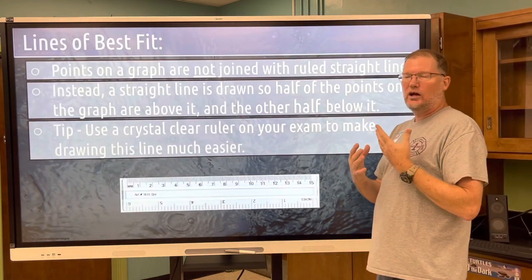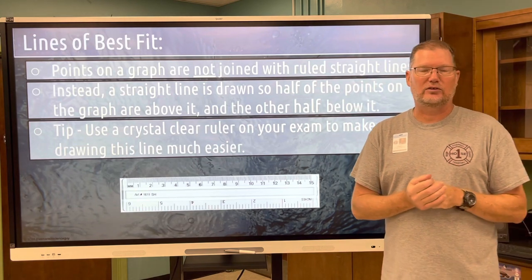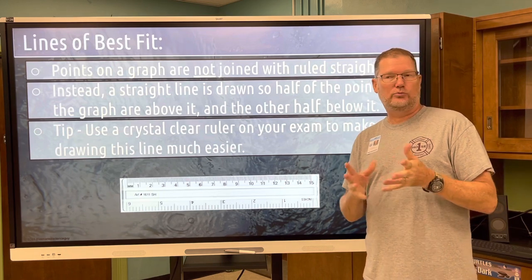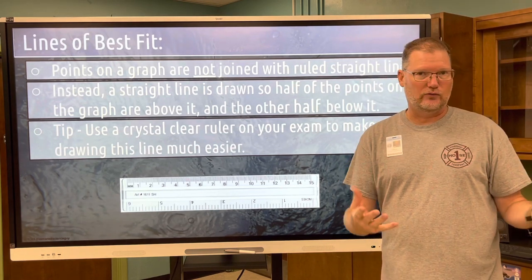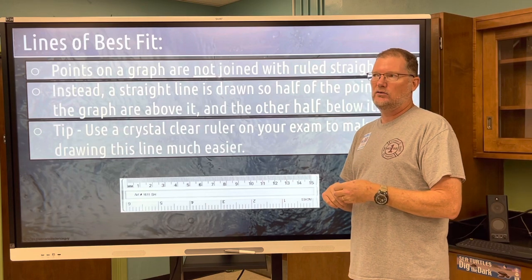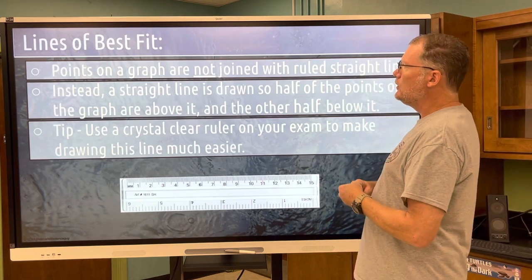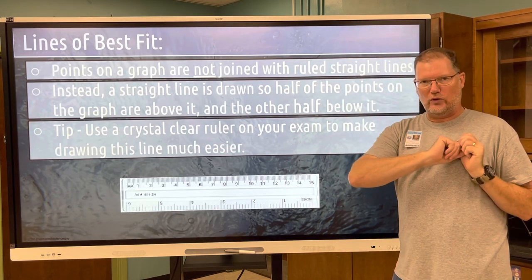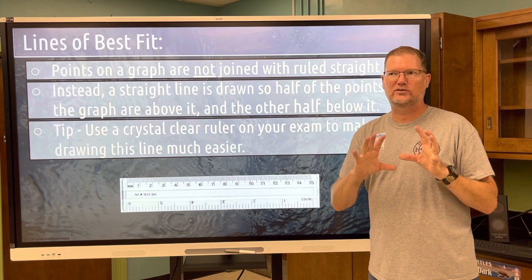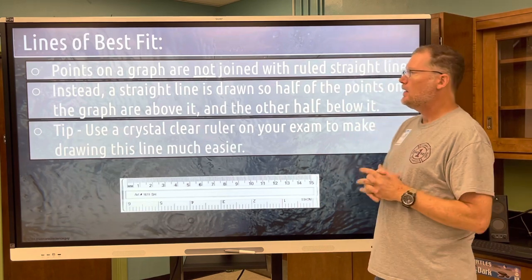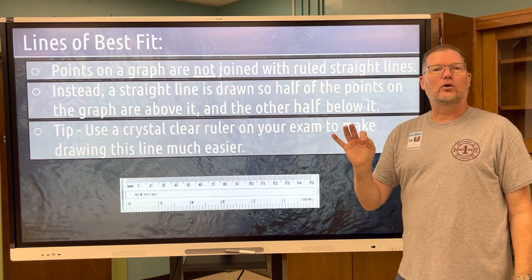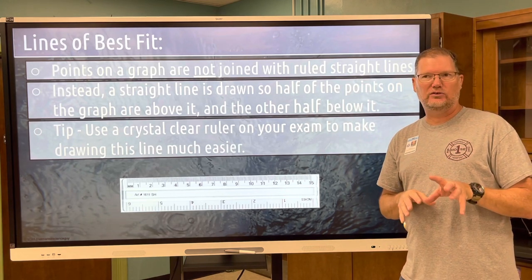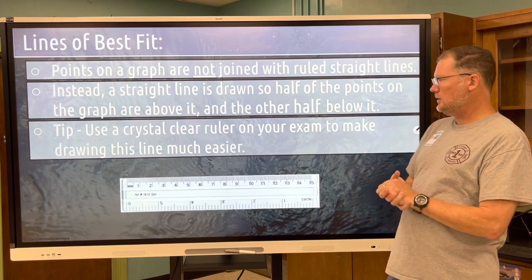All right, so the next kind of graph is a line of best fit graph. You may be familiar with this as well, you probably are. Again, this is going to be a review for some, kind of new for others, okay? So this is when points in the graph are not joined with ruled straight lines. The points don't have to touch a line. Instead, a straight line is drawn so half of the data points are above the line and half of the data points are below the line, okay?